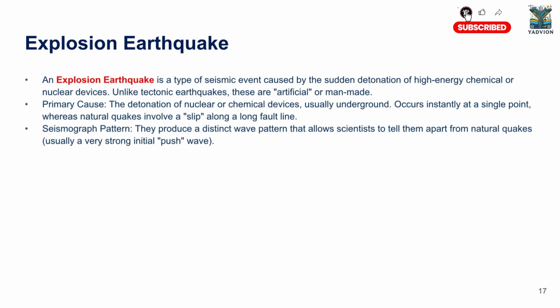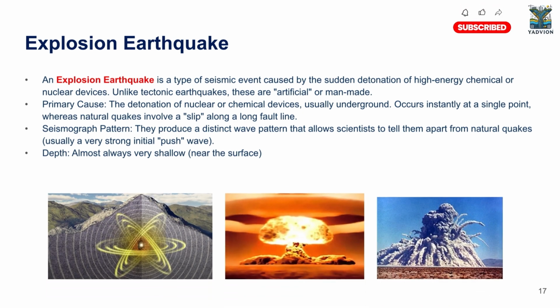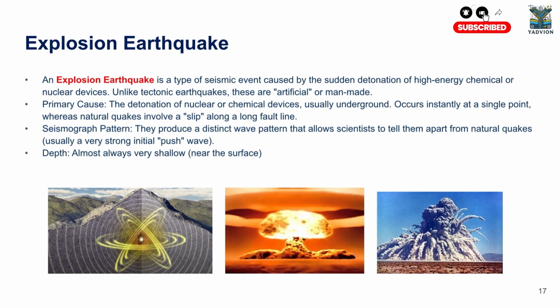Seismograph pattern. They produce a very different type of seismograph pattern so that any other scientist can detect it. If any other country is detonating a nuclear device, they can detect it on the seismograph, as there is a sudden impulse in the graph. Depth is shallow, near the surface, though nuclear devices may also be exploded at a much greater depth.